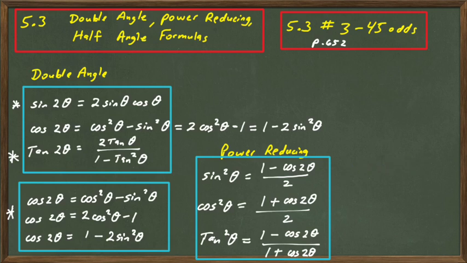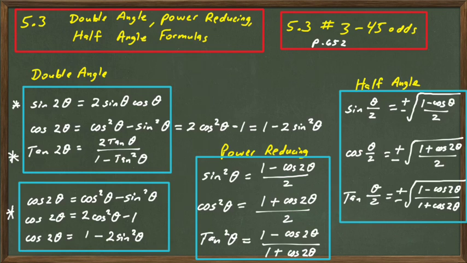Now, let's take a look at the other ones. I think there's only a couple more. The half angle identities. Okay, these are the half angle formulas. Sine of theta over 2 is equal to plus or minus square root of 1 minus cosine theta over 2. Cosine of theta over 2 is the same thing, but it has a 1 plus cosine 2 theta all over 2. And tangent, you can see listed at the bottom.